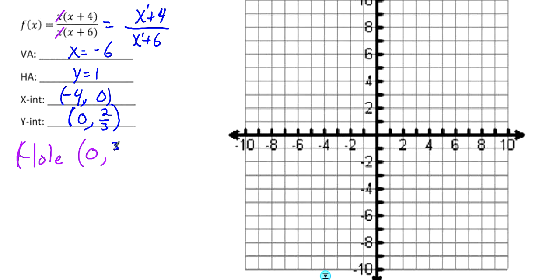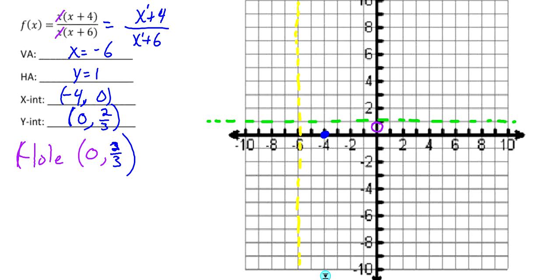That's also going to be my hole, because my hole is at 0, my y-intercept. So my y-intercept is a hole. So absolutely, because I was supposed to have a vertical asymptote at 0, but that's where my hole is now. So I still have my vertical asymptote here at -6. My horizontal one is at 1. X-intercept is at -4. And my hole is at (0, 2/3). So right there, (0, 2/3).